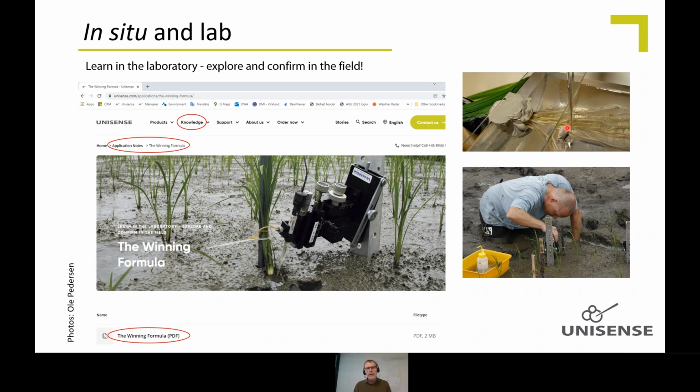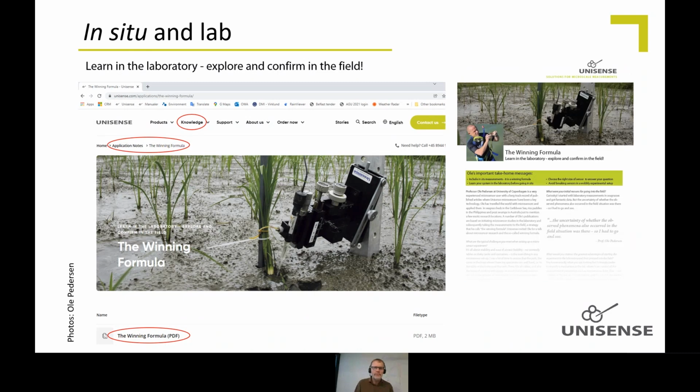grass here. Then he also takes the same species into the lab, where he can go even more in detail with how oxygen is distributed in the roots. And he argues all the time that you should combine in situ and lab, because you can learn in the lab and explore and confirm in the field. So you can see what you have discovered in the lab actually also makes sense in the field.